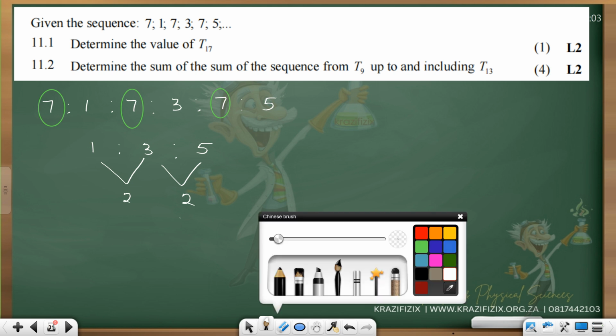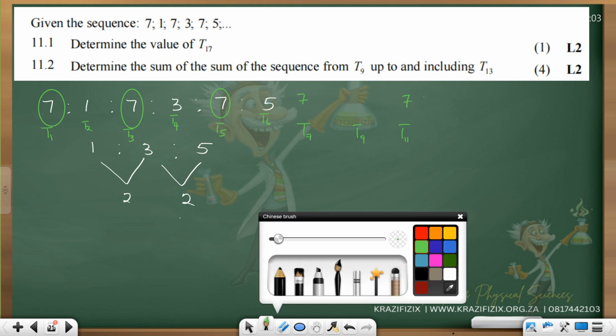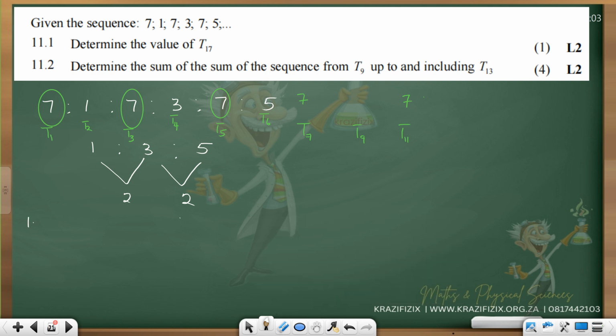Let's see. Do you notice the 17 is an odd number? Look, this is T1. This is T2. This is T3. T4. T5. T6. What do you think T7 would be? It would be 7. And if I continue, T9, T11. 17 is an odd number, so all odd numbers will have a term of 7. I'm done with my first one. T17 will be 7. Did that make sense to you?